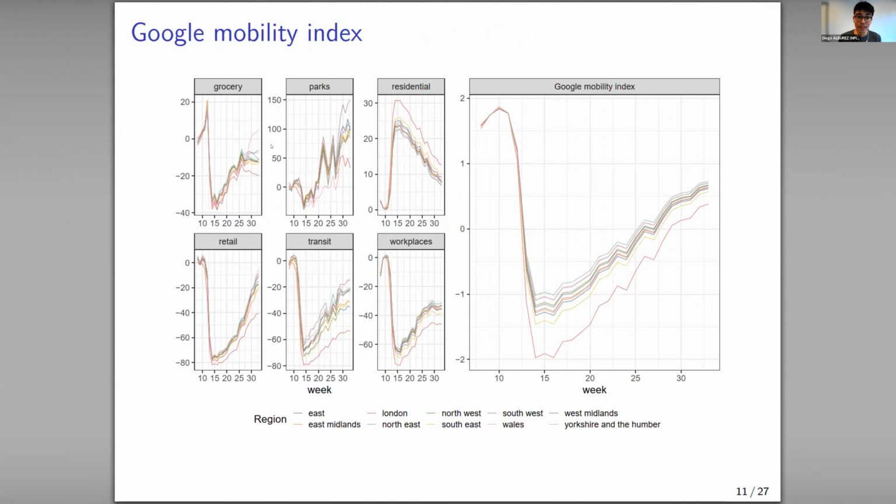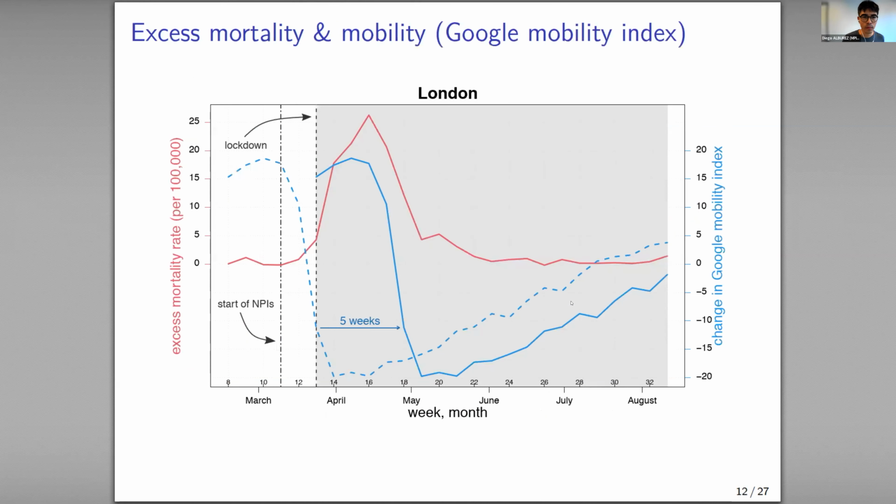So Google provides this information on mobility for different types of movements: retail, parks, residential, workplaces. And what we did for this study is we just combined all of those, I can say more about that if you want, into a single index, which here is at the regional level. That says something about mobility.